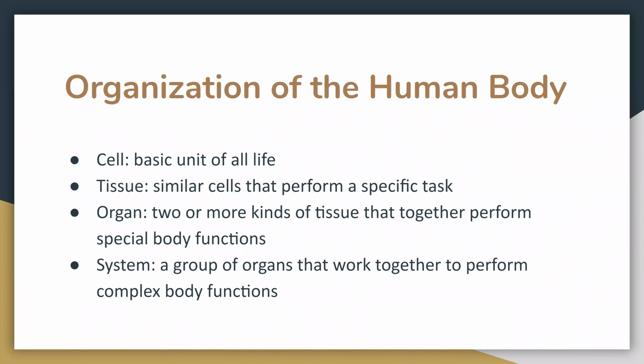So the way that the human body is organized is first with the cell. That's the basic unit of life. Then you have the tissue, which is similar to cells in that they perform specific tasks. You have organs, where you have two or more kinds of tissue that together perform special body functions. And lastly, you have systems, which is a group of organs that work together to perform a complex body function.